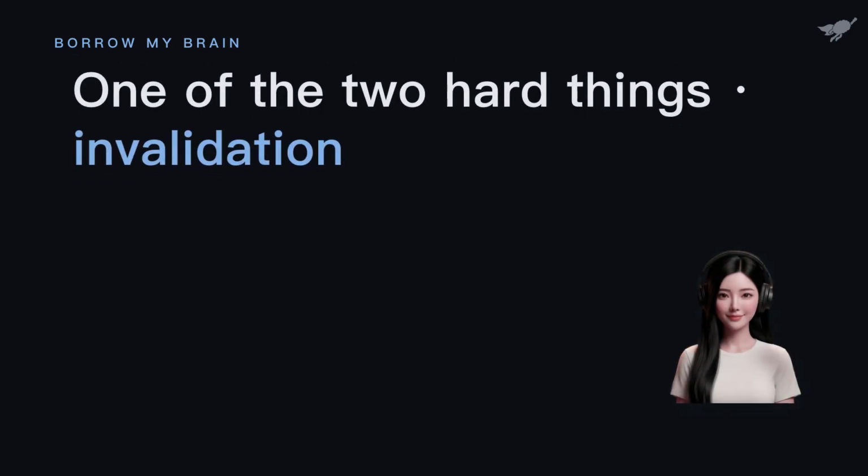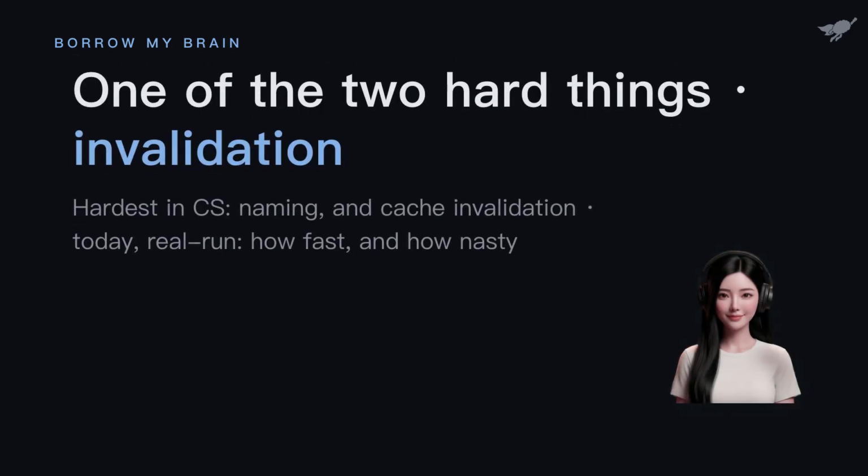But there's an old saying. The 2 hardest things in computer science: one is naming things, and the other is cache invalidation. Today, I'm actually going to run it for you. Just how fast it can be, and just how badly it can burn you.